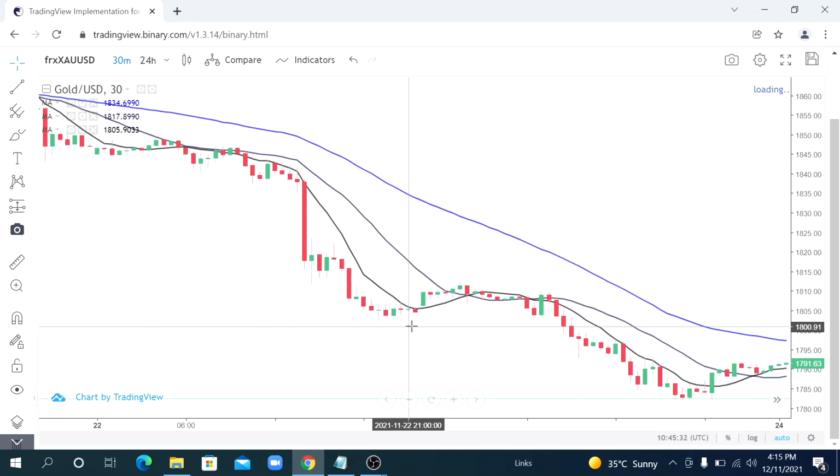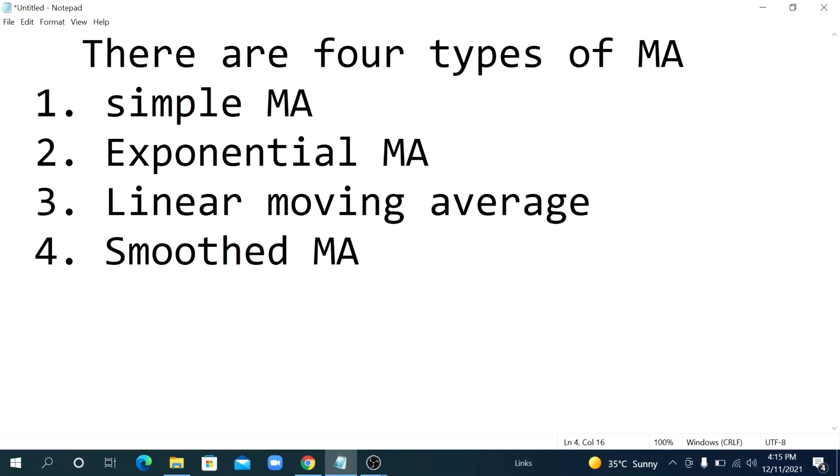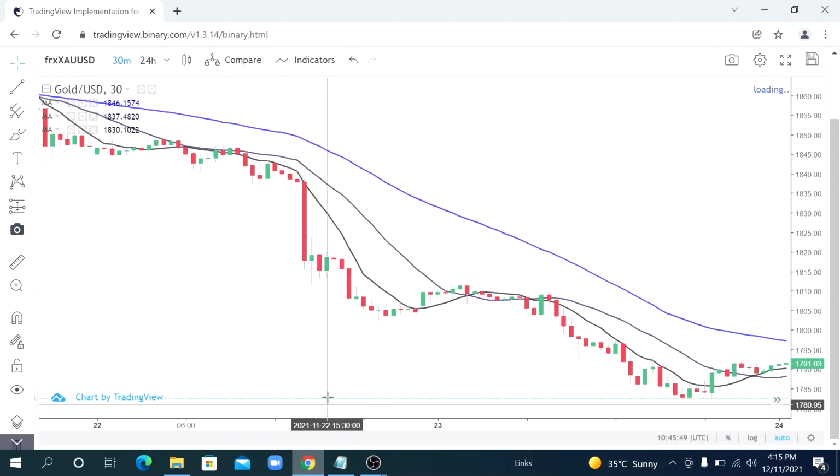Okay, so there are usually four types of moving average. We have the simple moving average, the exponential moving average or EMA, the linear moving average or LMA, then we have the smoothed moving average. Among these moving averages, someone may be asking me what is the best among them, or which moving average should I use? Since we have seen that there are different types, which should I use?